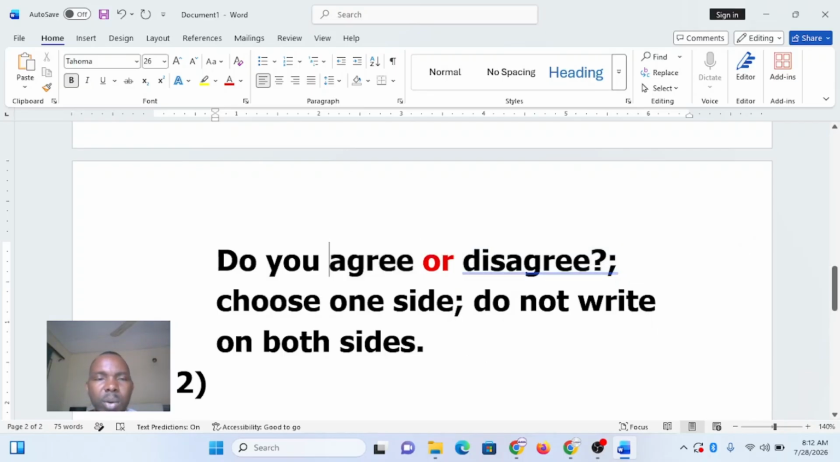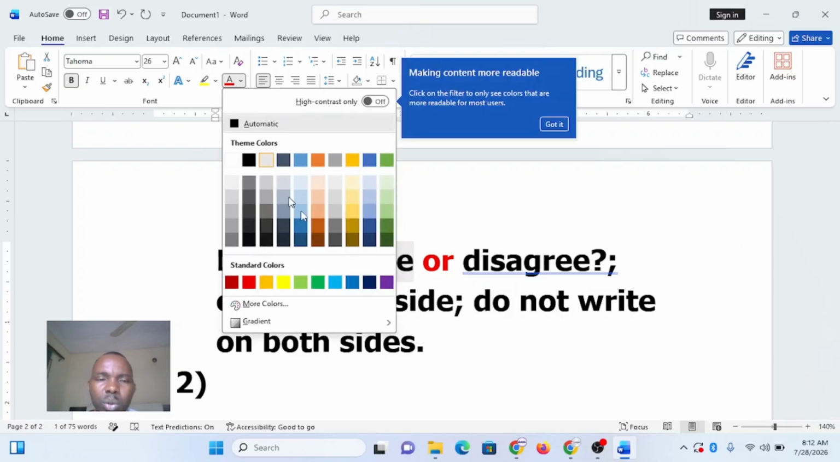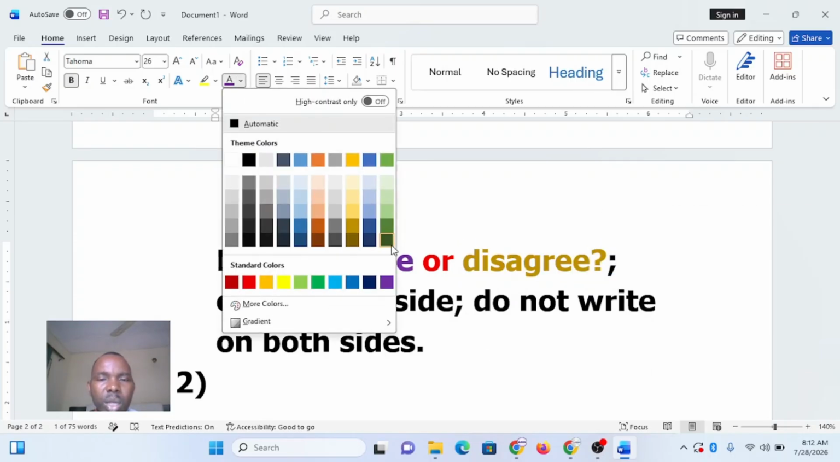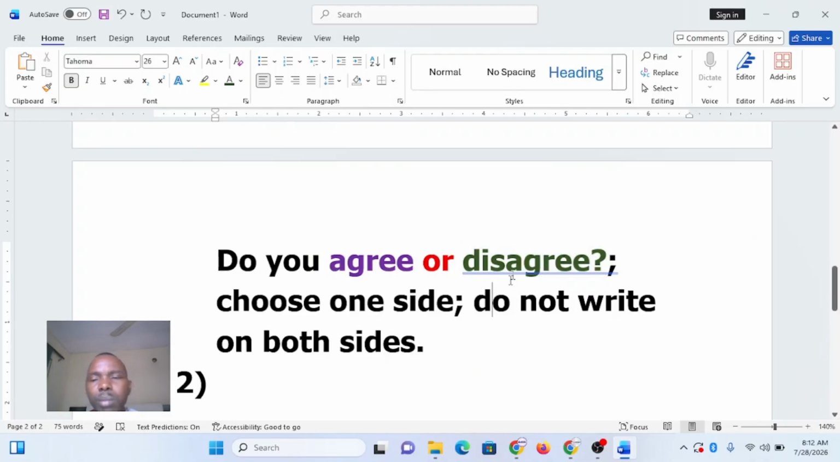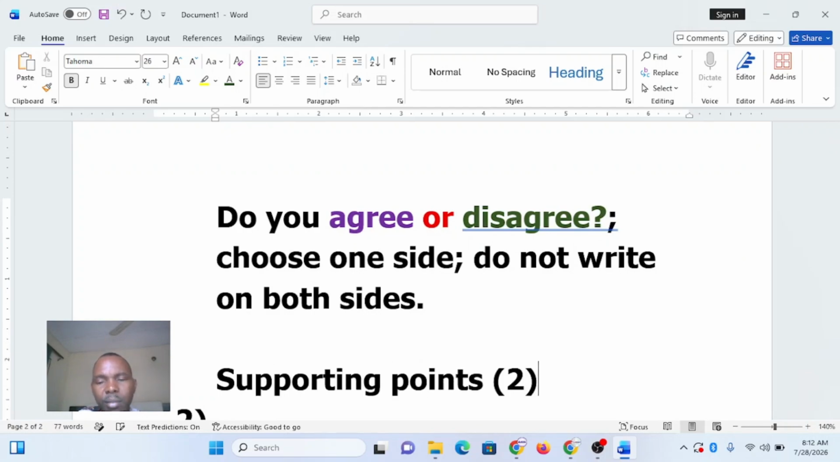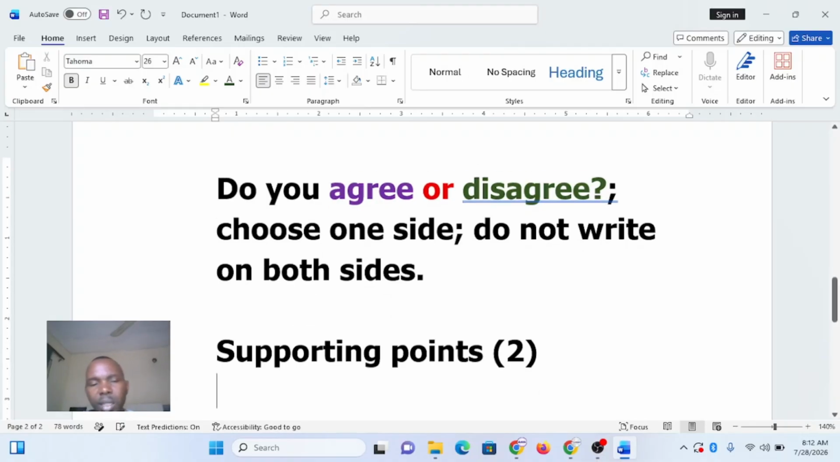You look at the question and ask yourself, if I agree, will I be able to defend it? And then if I disagree, will I be able to defend it? Now, whichever one you think you'll be able to do, that's the side you take. Now, what do you mean by defend? You are going to write supporting points, at least 2. If you have grace to write up to 3, it is fine.